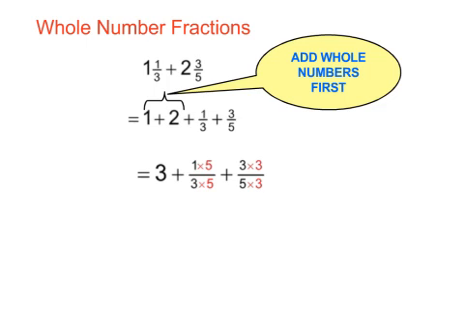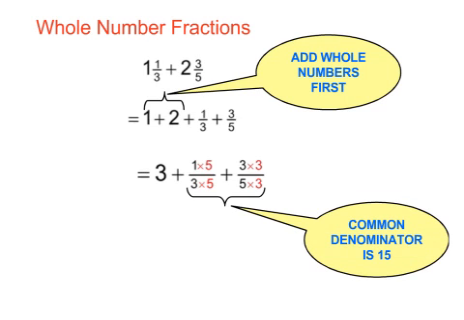So we now have 3, and now we go ahead and find the common denominator of 3 and 5, which is 15. So as with the previous slide, we say 3 times 5 is 15, 1 times 5 is 5. The second fraction is 5 times 3 is 15, and therefore we multiply the top of the fraction by 3, 3 times 3. This gives us 3 plus 5/15 plus 9/15, and 5/15 plus 9/15 gives us 14/15.